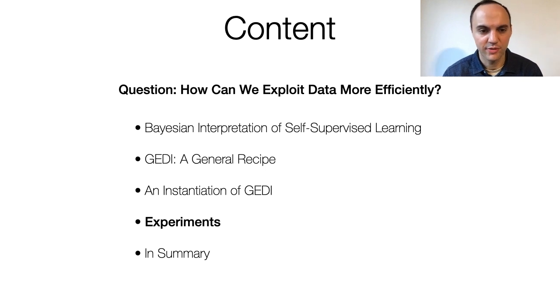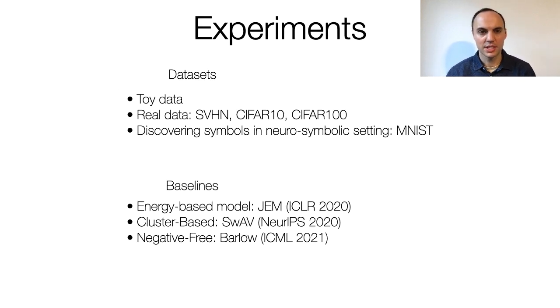Okay, so now let's focus on the experiments. We are conducting some analysis on these datasets. We start from toy data, then we consider common benchmarks in the literature of computer vision for evaluating typically machine learning models, and then we apply the algorithm to discovering symbols in a neurosymbolic setting.